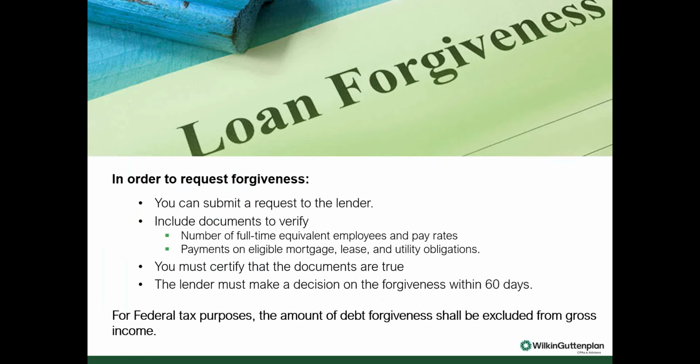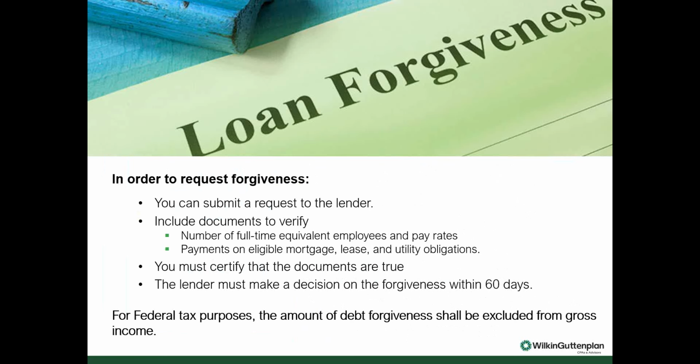So in order to request forgiveness, this is what we currently know in terms of documentation that's going to have to be provided to the lender. You're going to have to provide documentation to verify the number of full-time equivalent employees and pay rates, payments on eligible mortgage, lease, and utility obligations. You must certify that the documents are true, and the lender must make a decision on forgiveness within 60 days of receiving the documentation from you.